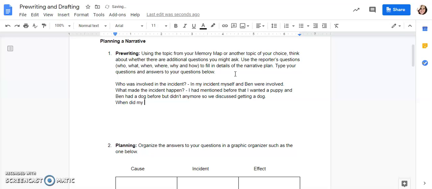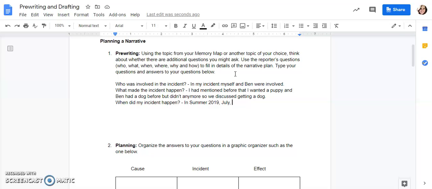When did my incident happen? My incident happened in summer 2019. I'm just giving details about when my incident happened. And I can continue asking questions.